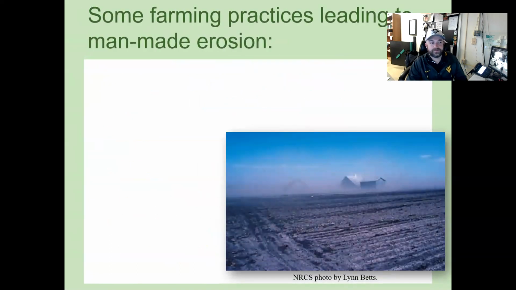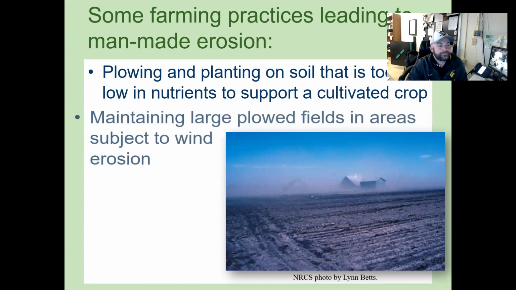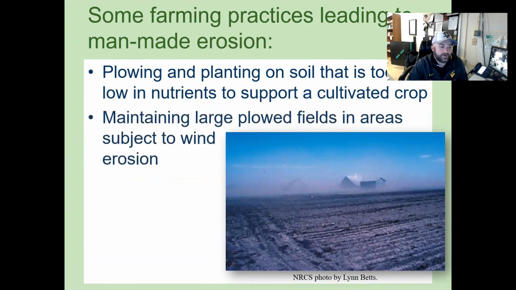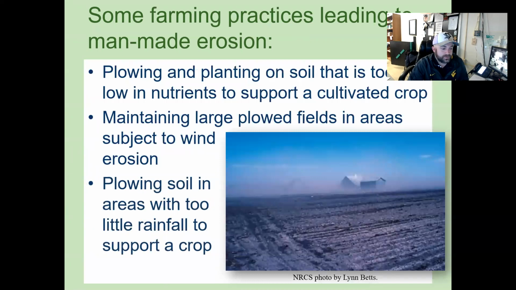So some farming practices leading to man-made erosion: plowing and planting on soil that is too low in nutrients to support a cultivated crop, maintaining large plowed fields in areas subject to wind erosion, and plowing soil in areas with too little rainfall to support a crop. Typically when that happens, you need to have an irrigation system in, but we do need to make sure that we are switching our crops just to ensure that we're getting nutrients back into the ground.